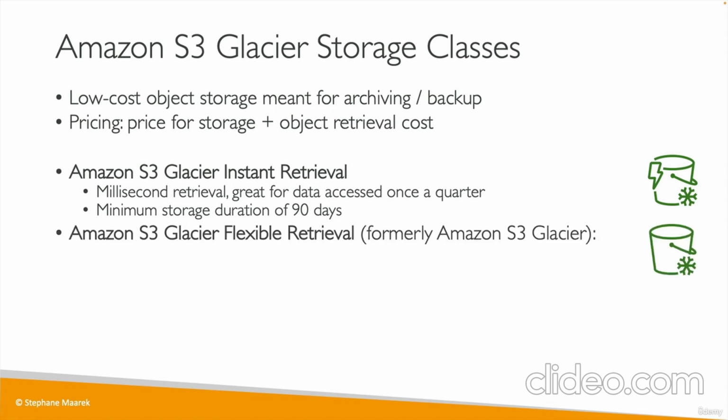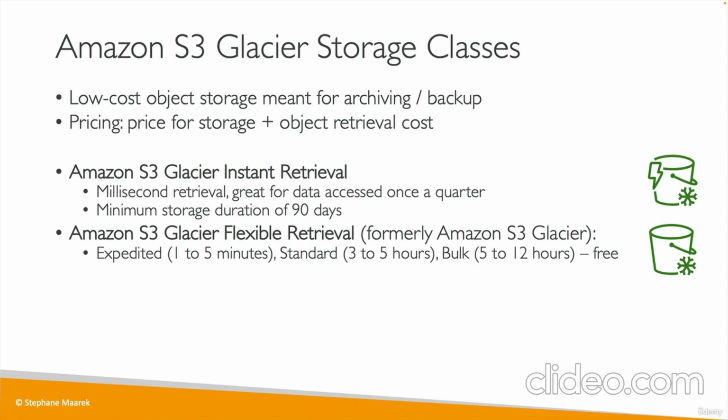Then we have the Glacier Flexible Retrieval. It used to be called Amazon S3 Glacier, but then they renamed things as they added more tiers. So the Amazon Glacier Flexible Retrieval has 3 flexibilities. So you have expedited, where you get the data back between 1 and 5 minutes. You have standard, to get the data back between 3 to 5 hours, or bulk, which is free, where you get the data back between 5 to 12 hours. And the minimum storage duration as well is 90 days. So here, instant means you retrieve the data instantly, and flexible means that you're willing to wait up to, for example, 12 hours to retrieve your data.